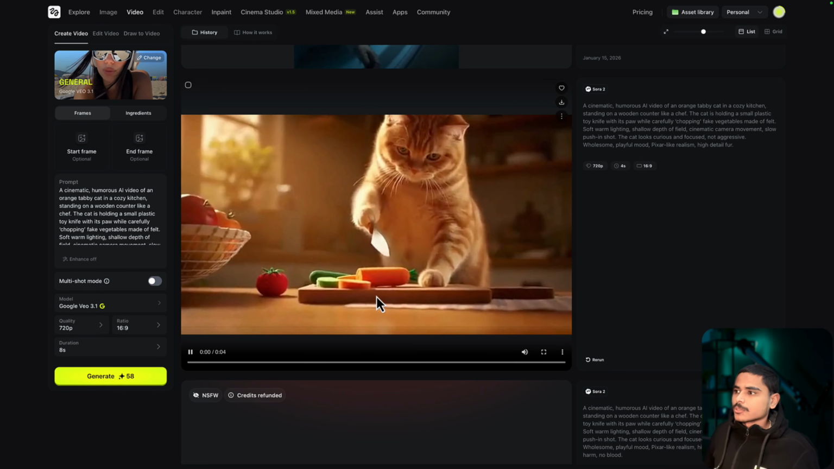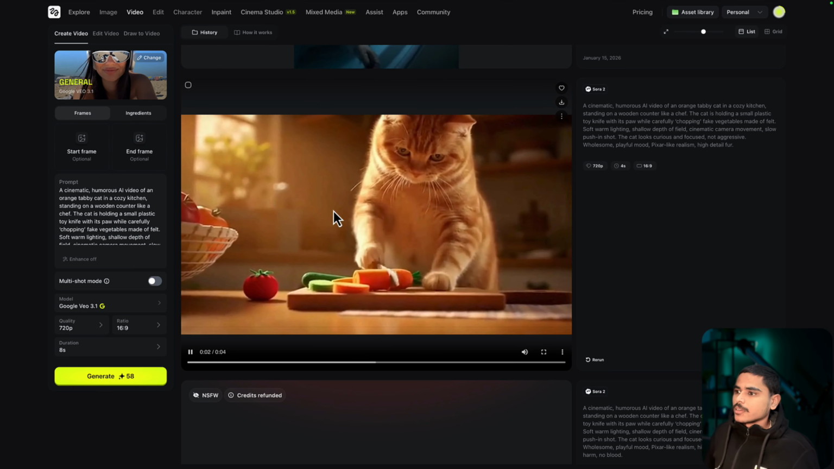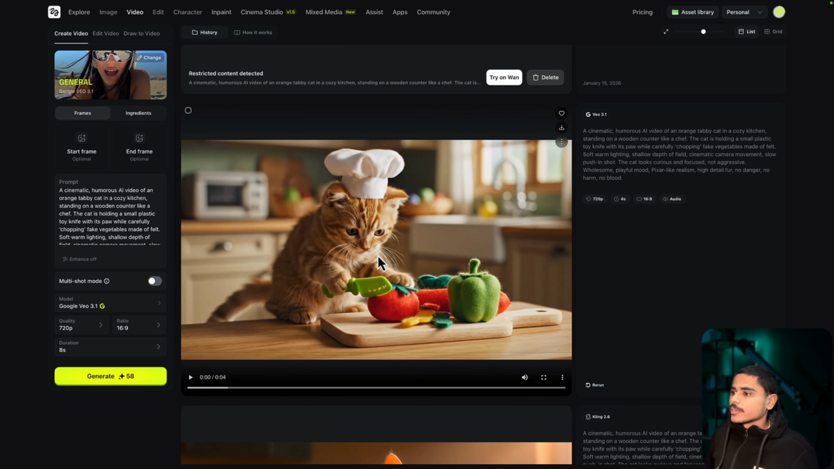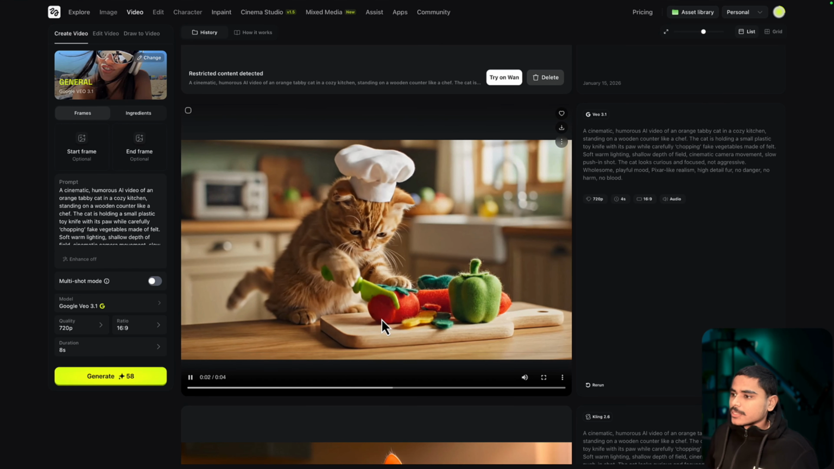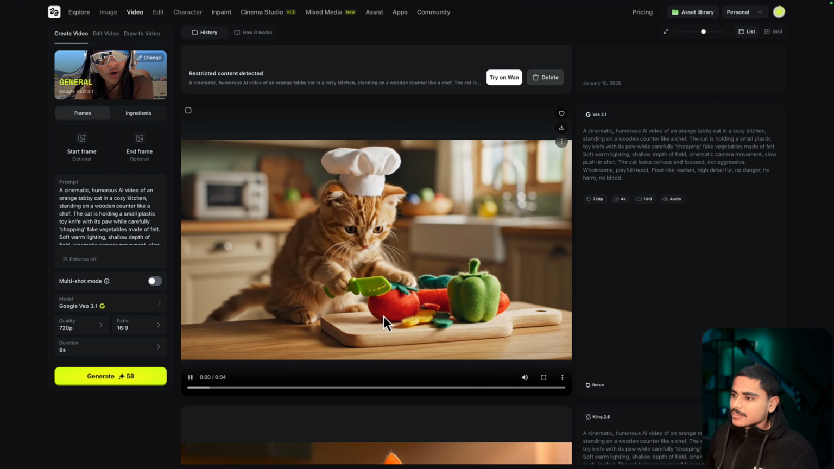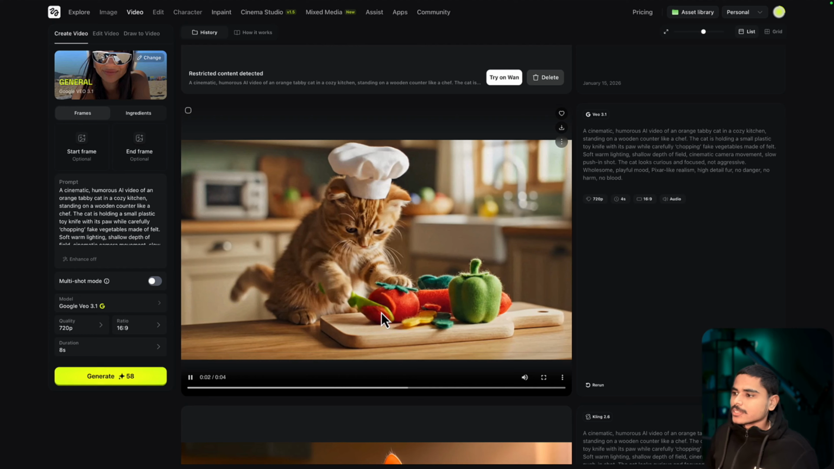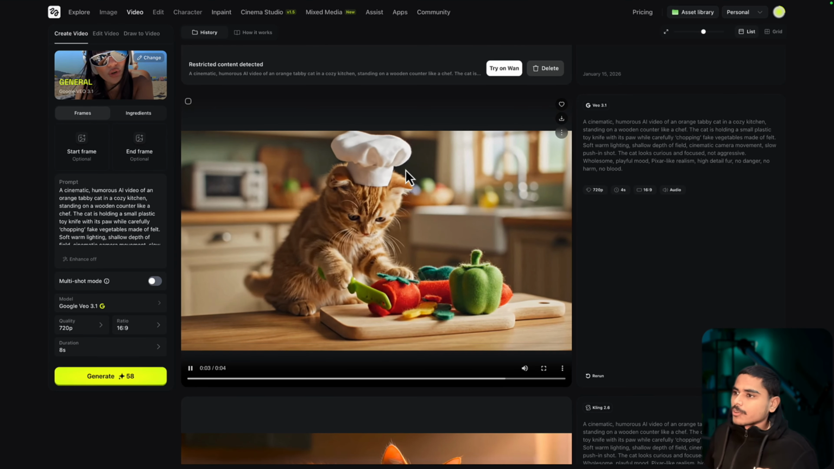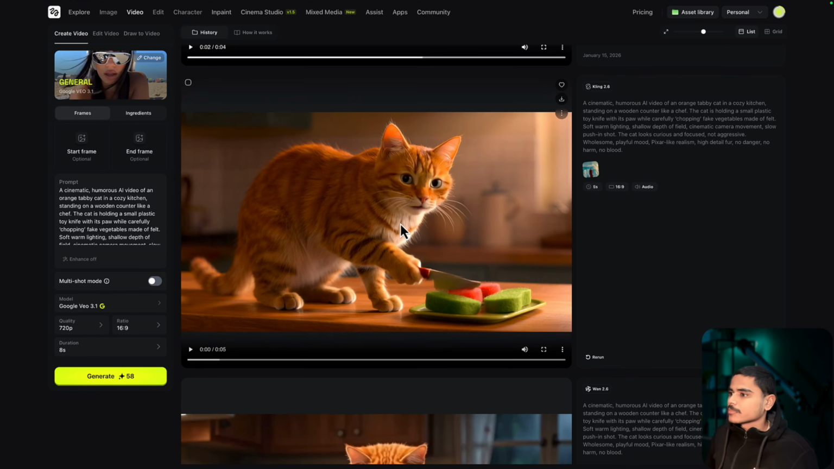Physical interaction is good. Everything is followed. Now we have Veo 3.1. It is chopping, but it's not following the physics properly. The chopped vegetable should come here, but it followed that the kitten is the chef.